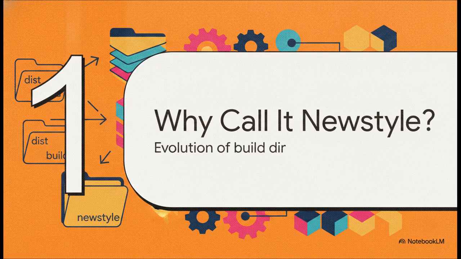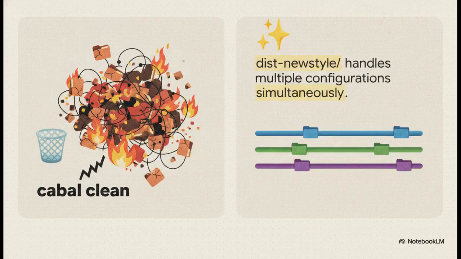The evolution of the build directory. Before we investigate those 119 specific files, we really have to solve the first mystery of our explainer. Why is this massive folder called dist-newstyle in the first place? Like, what happened to the old style? Well, to understand it, we have to look backward.